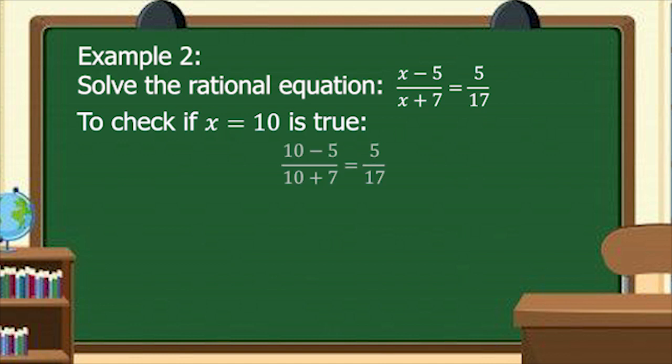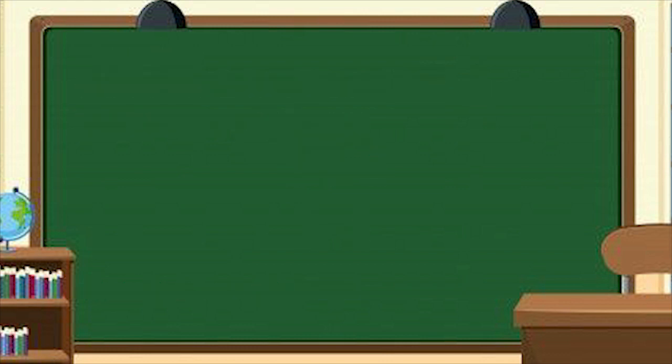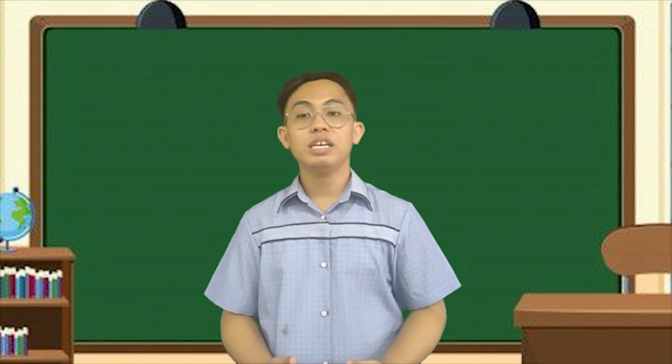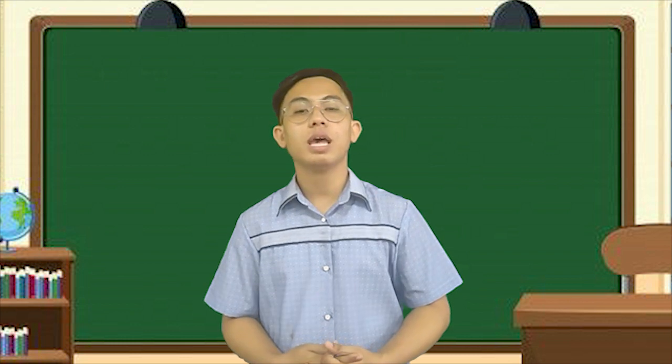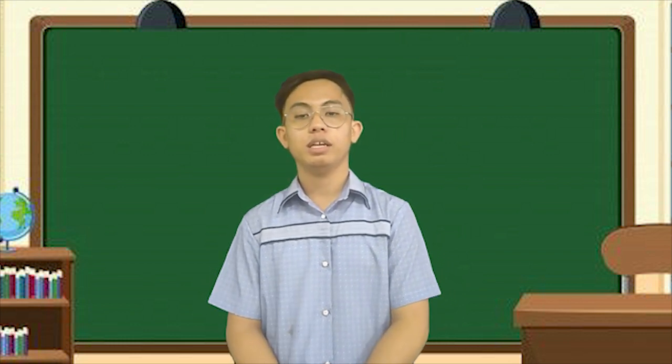We have 10 minus 5 over 10 plus 7 equals 5 over 17. 10 minus 5 is 5, and 10 plus 7 is 17. And 5 over 17 is equal to 5 over 17. Therefore, x equals 10 is the solution of the rational equation. Solving rational equation is easy as long as you know the concept of finding the LCD and solving algebraic equations.